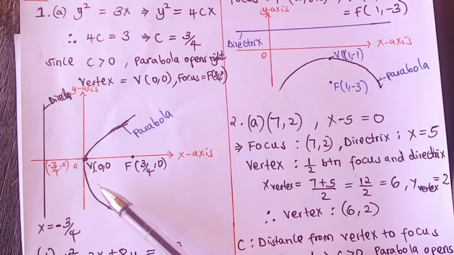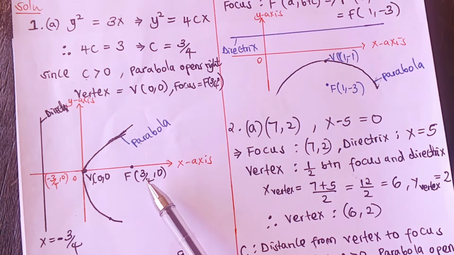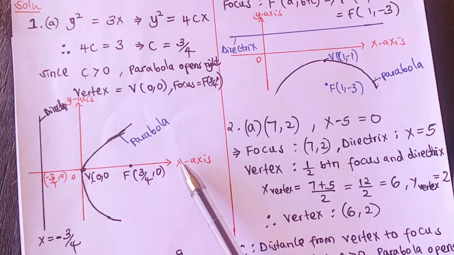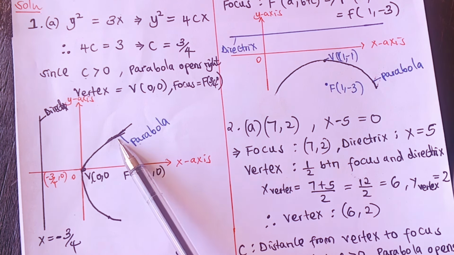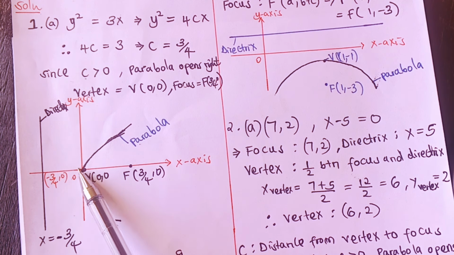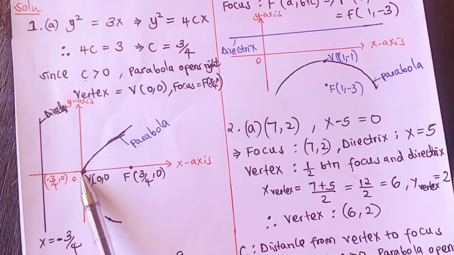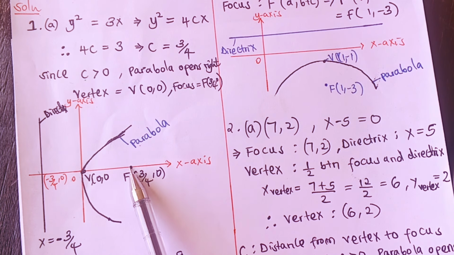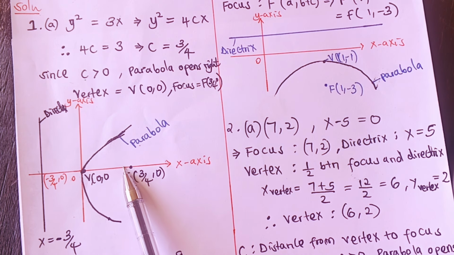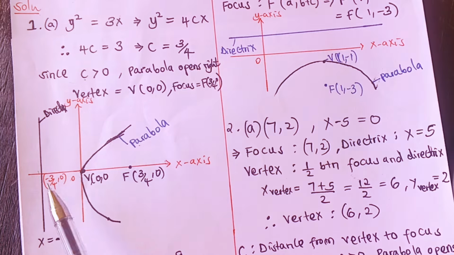The vertex will be (0, 0), and the focus will be (3/4, 0), with y being 0. This is how the parabola will look. The vertex will be (0, 0), and the focus will be 3 over 4 on the x-axis. The directrix is always behind the parabola. The distance from here to here will be the same as the distance from here to here. So from here to here it was 3 over 4, and from here to here it will be negative 3 over 4, 0.